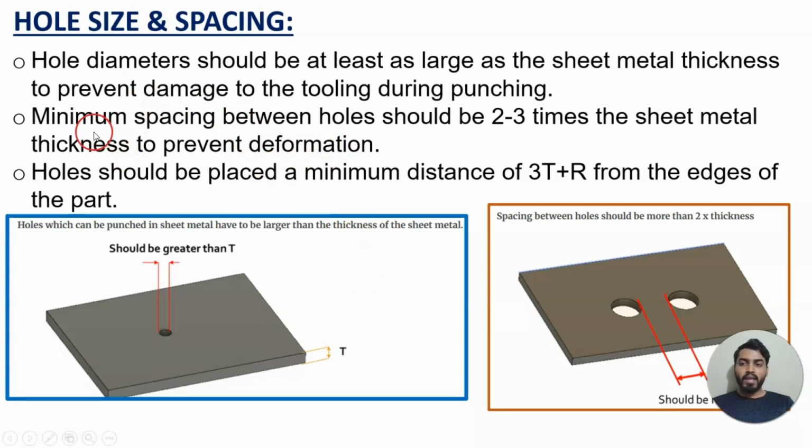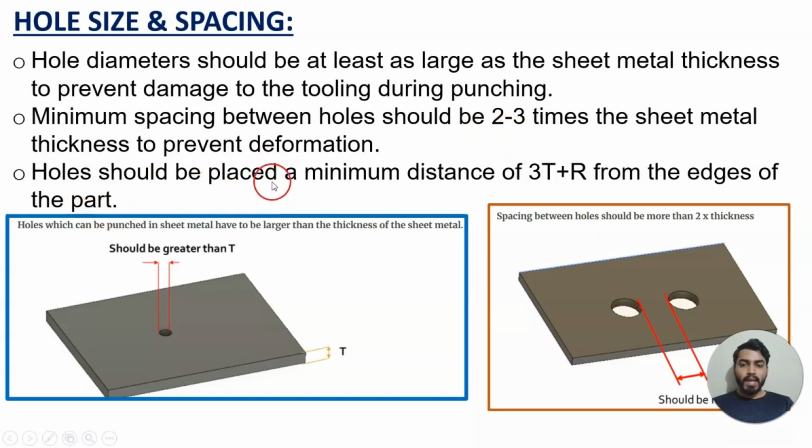Not an issue. Then minimum spacing between holes should be 2 to 3 times the sheet metal thickness to prevent deformation. Here you can see 2 holes, like multiple holes if we are having. Distance from one hole end to the next hole end should be minimum 2 to 3 times the sheet metal thickness to prevent deformation. Why? Because later if you go for bending, again it will get dragged. This circle shape will become an oval shape. So to avoid that, these considerations will be there.